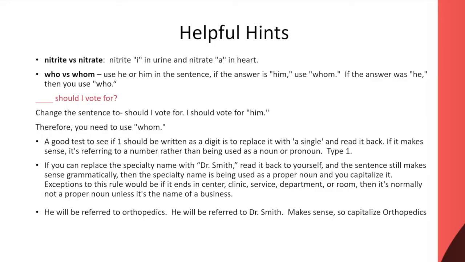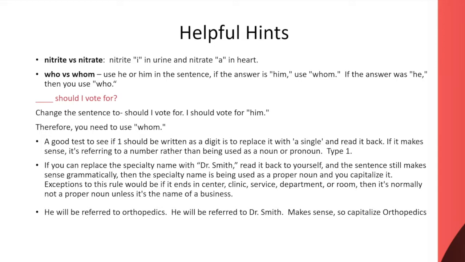Now, some helpful hints that I thought you may like. There's two lab tests, nitrite versus nitrate. So one with an I, one with an A. If it's to do with urine and was found in urine or whatever, use nitrite with an I. If they're talking about a test for the heart, then use nitrate with an A. Okay.